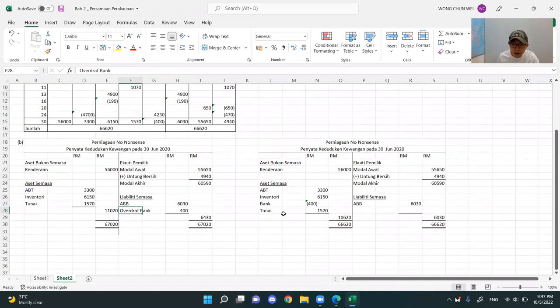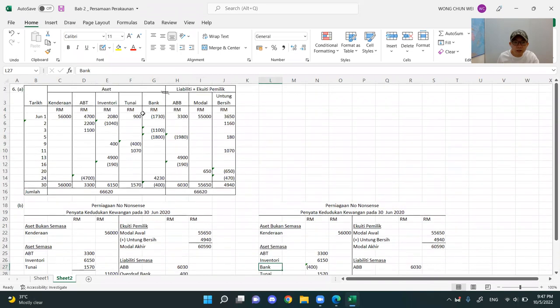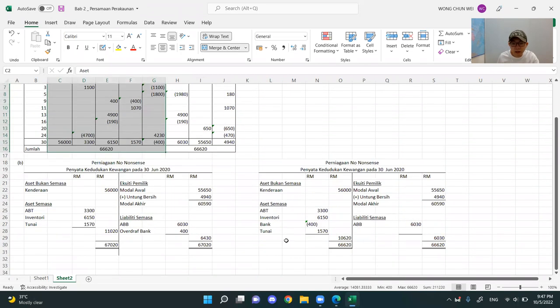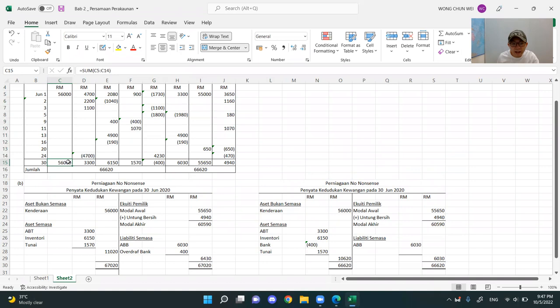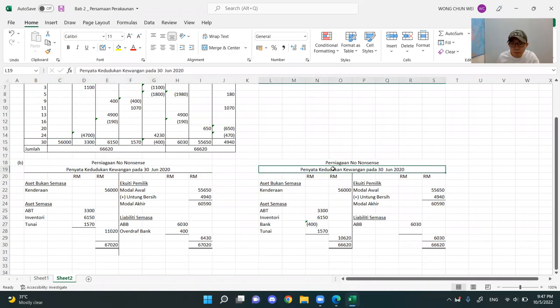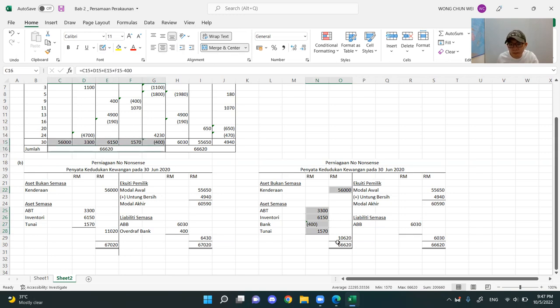So when you switch back, if you put the bank back in the asset side, under the asset column, then you make it minus 400, exactly the same. So you add up everything, at the end you get this one. Why? Because in your jadual persamaan, you are adding all these figures, asset, you get 66620. And in your PKK, it's the same thing. You're adding the same figure as here. Of course, your figure will be the same.